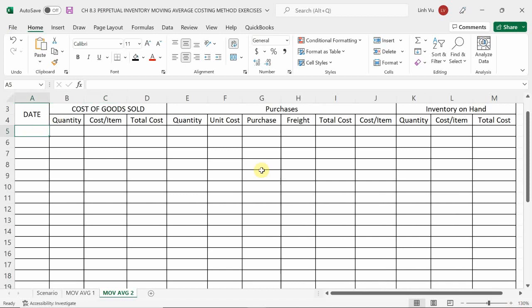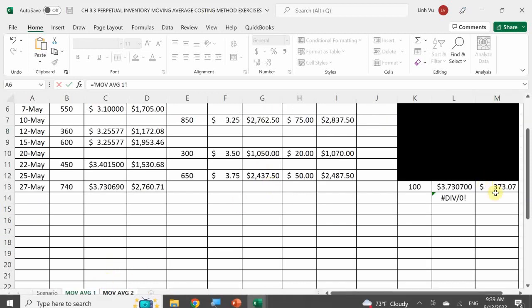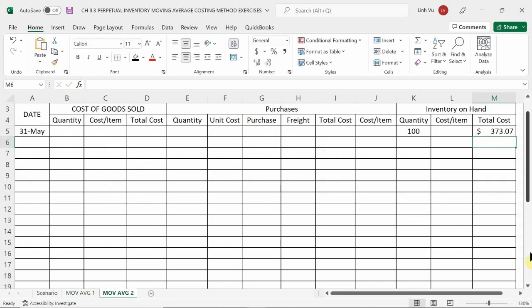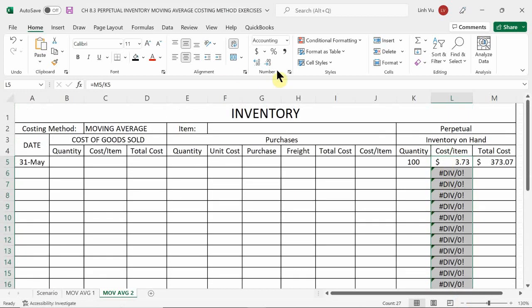It is May 31st. We have a total of 100 units at a total cost of $373.50 (wrong column, let me fix that). Again, you're going to recalculate your formula in your average cost per item. Right now it is $3.73 each. We'll stretch it out, so 1, 2, 3, 4, 5, 6 numbers. That's the first thing: we carried over our inventory on hand.